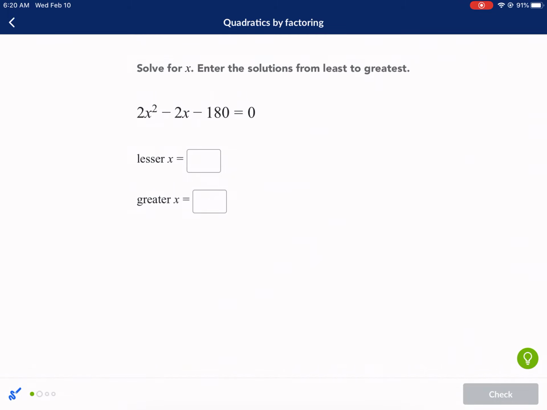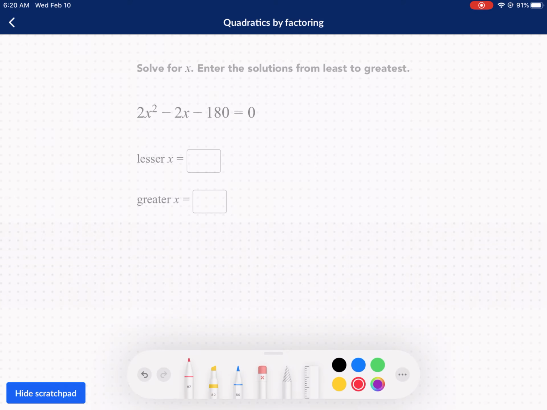Okay. Now, lesser x, greater x. That's what I was talking about, where there's going to be two answers. First thing you notice, though, 2, 180. All those are divisible by 2. Essentially, you can factor it out and divide. Let me show this one last time, and then I'm not going to do it anymore.